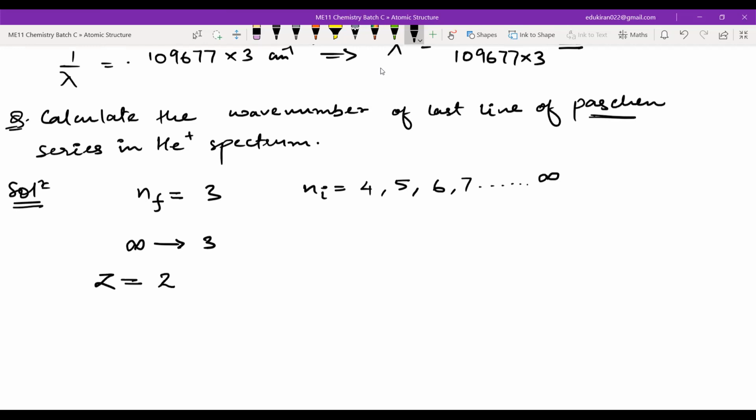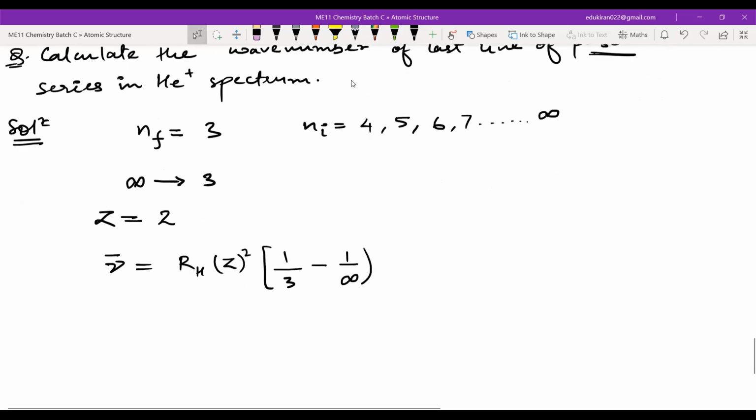Now this is easy. So you have 1 upon lambda, or the wave number, is equal to RH into Z square multiplied by 1 upon n1, which is smaller. What is smaller between infinity and 3? Smaller is 3. Minus 1 upon infinity. You don't have to do anything because 1 upon infinity will be equal to 0. So RH Z square into 1 by 3 is 4 by 3. No, we made a mistake. This will be squared, so n square will be there. It will be 4 by 9. And we will get this answer in terms of centimeter inverse.